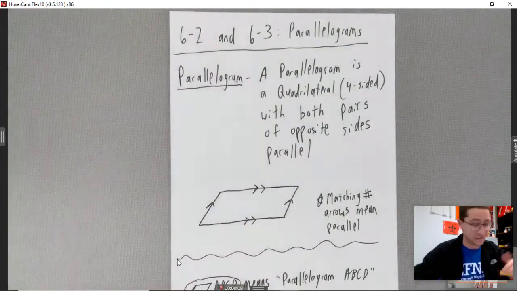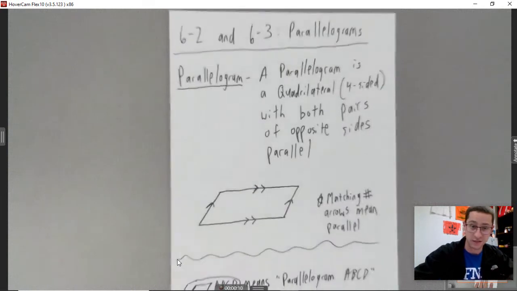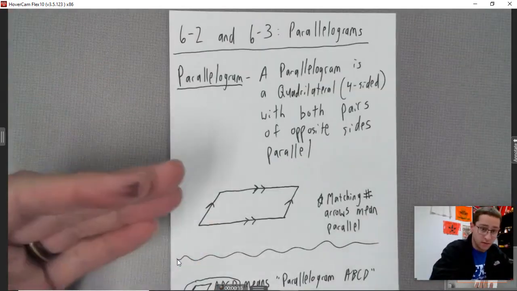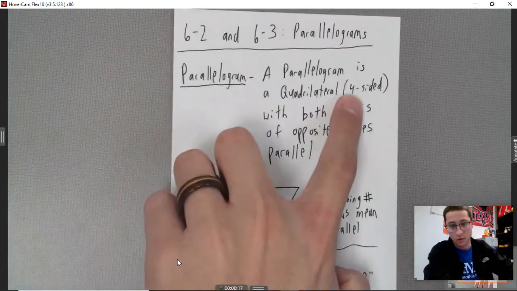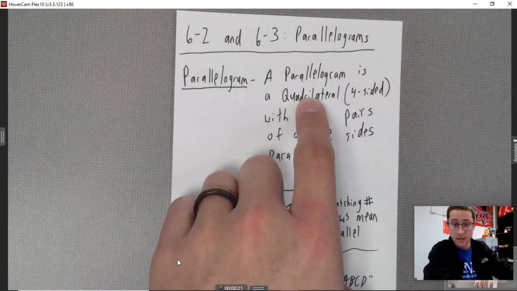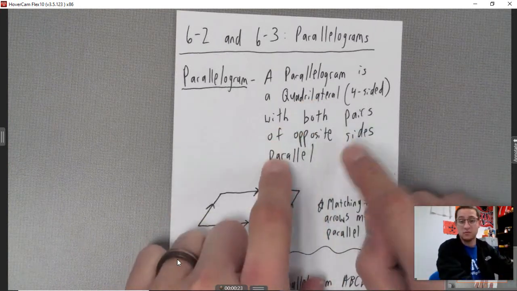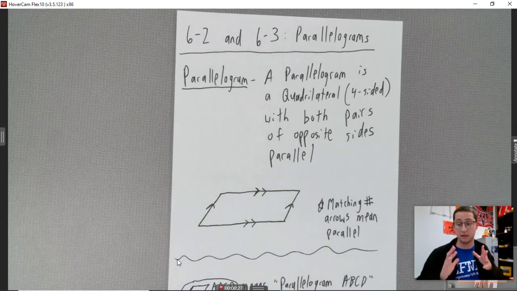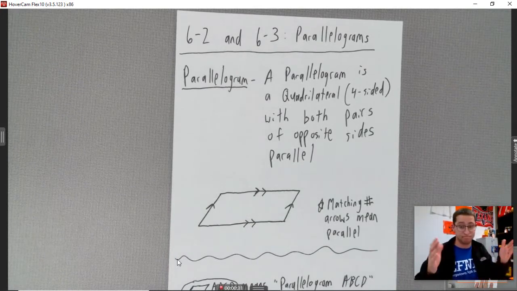Okay, so 6-2 and 6-3, parallelograms. A parallelogram is a quadrilateral, which means it has four sides. That's all a quadrilateral means, and with both pairs of opposite sides parallel. That's the only requirement. So if I have both pairs of opposite sides parallel, and I have four sides, it is a parallelogram.